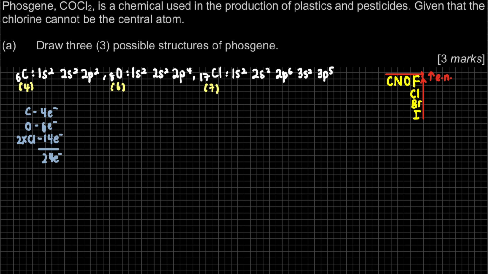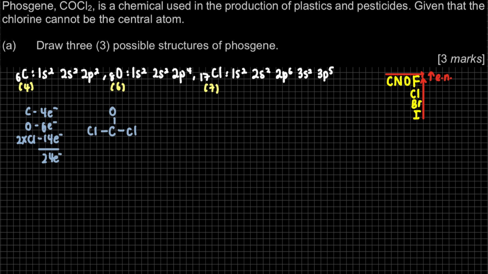For the central atom, it must be the least electronegative. So between carbon and oxygen, which one is the least electronegative? It is carbon. So carbon must be in the center. So we know that oxygen and chlorine are the terminal atoms. The next step is to connect the terminal atoms with the center. Remember that for each bond, we have 2 electrons. So here we have 2, 4, 6 electrons.